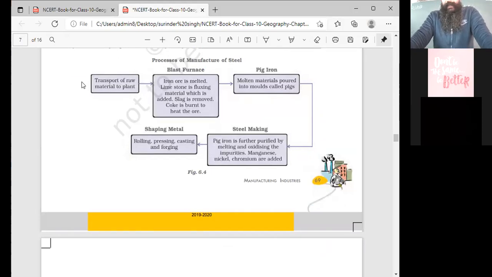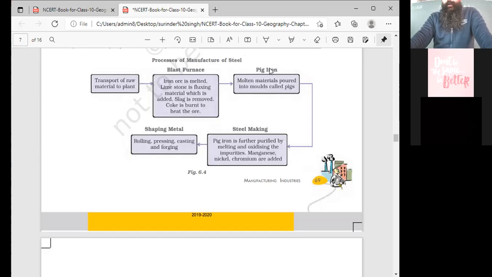Iron ore is melted and limestone is the fluxing material which is added, and slag is removed. Coke is used as a source of heat, in which the iron ore is heated up at 400 degrees Celsius. In that state, the molten form of iron is separated from the rocks. That iron is known as pig iron.